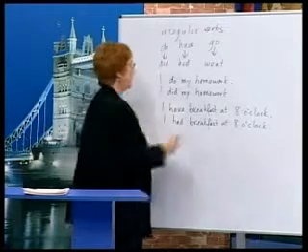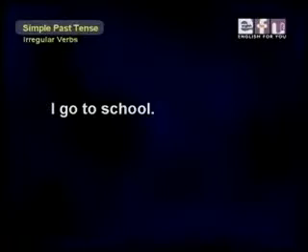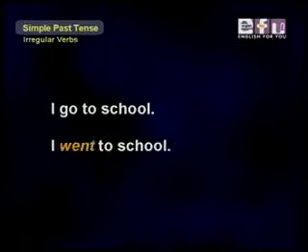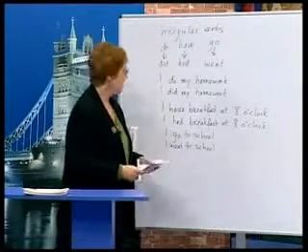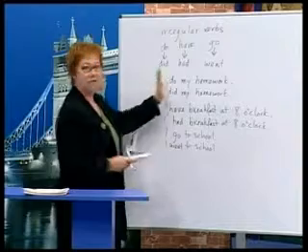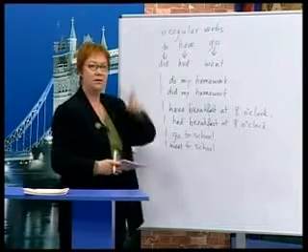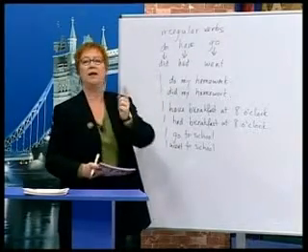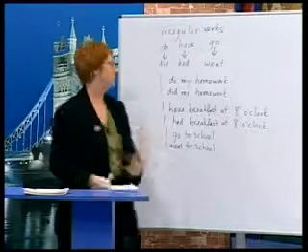And then one more example for go. I go to school. I went to school. Okay? All right, so there's 3 examples for you. And remember, it's the same for everybody: I, you, he, she, it, we, you, and they.